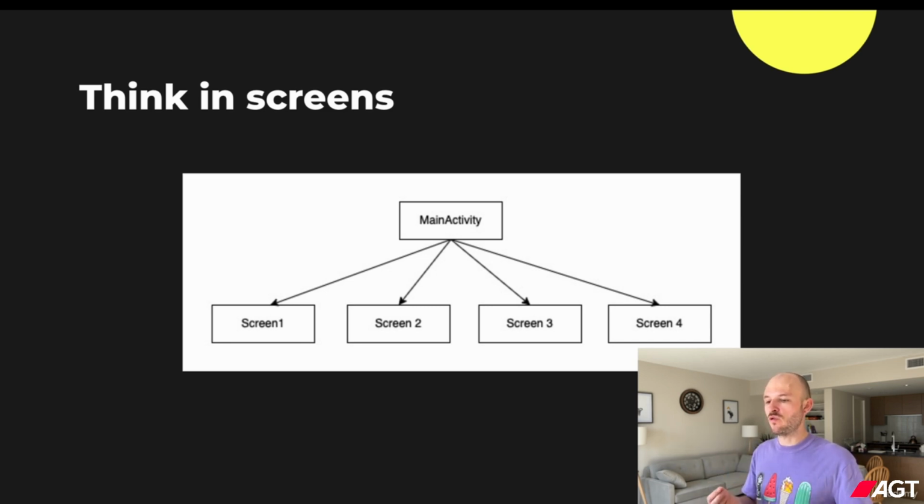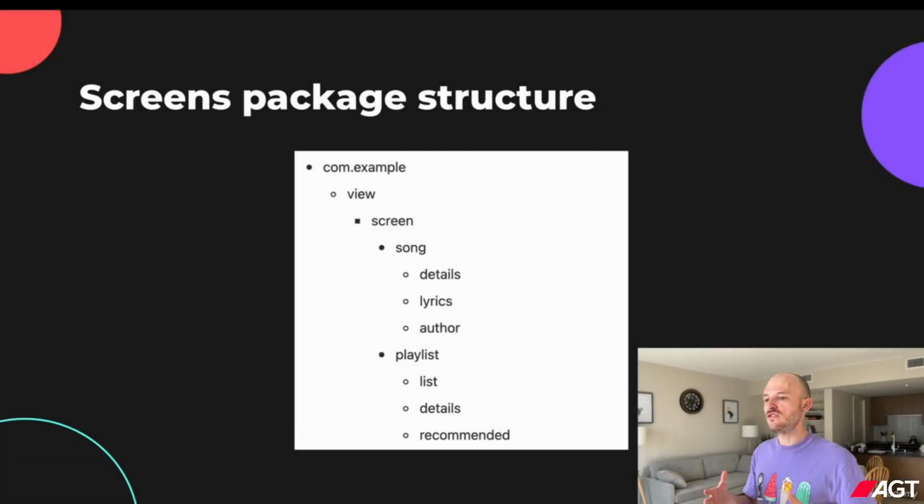So let's talk about the screen structure. Put screen-related files into separate packages. For example, let's imagine we have a kind of music application. Then view package structure may look like this. Top view package, then screen package, and two packages, song and playlist, 3 screens in each. There are 6 screens available in total, 3 for the song and 3 for the playlist.